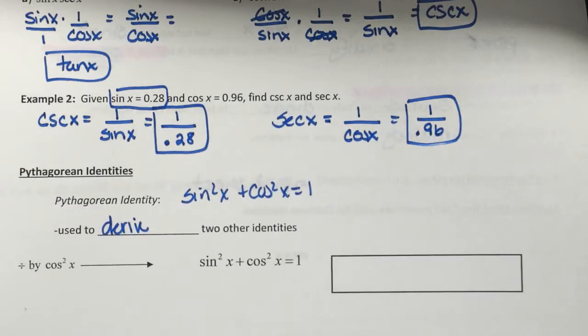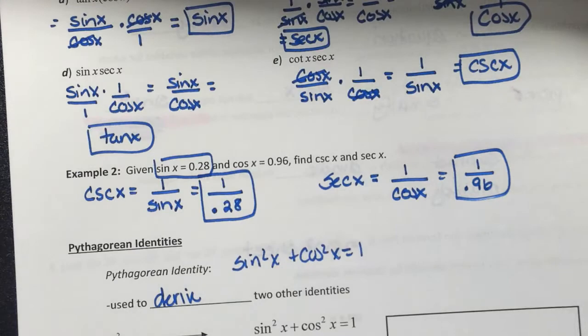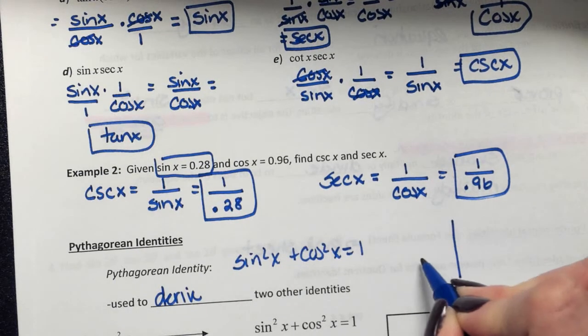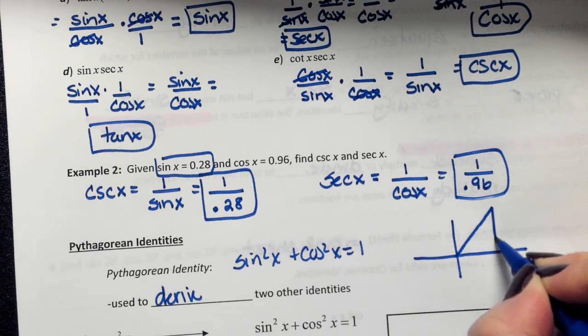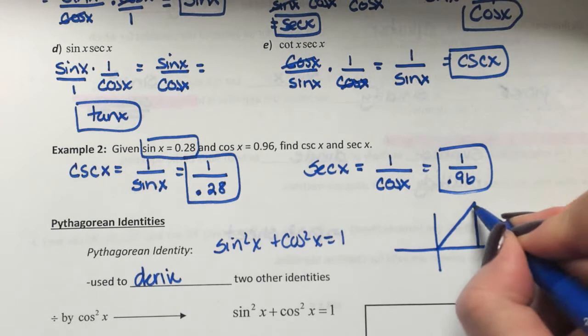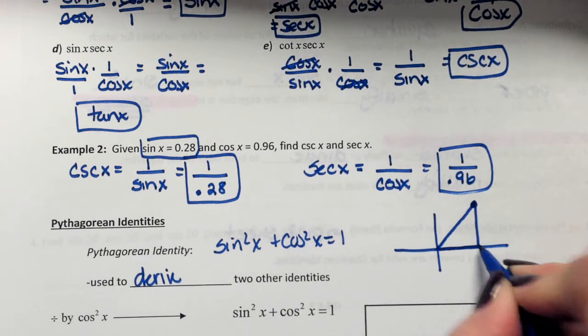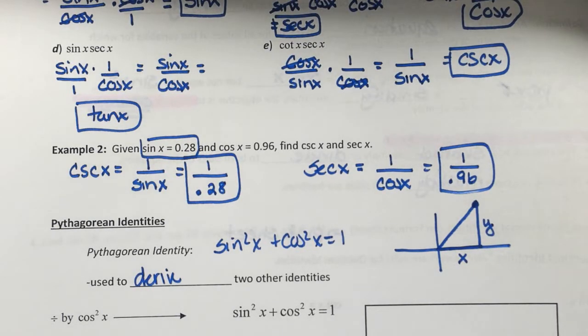Now let's talk about this middle part of your pink sheet. That's your Pythagorean identities. The Pythagorean identities come from your unit circle. Remember, back in Unit 1, we were drawing these triangles in our coordinate plane. And remember we had this point, and I labeled the horizontal side of my triangle X, the vertical side Y.